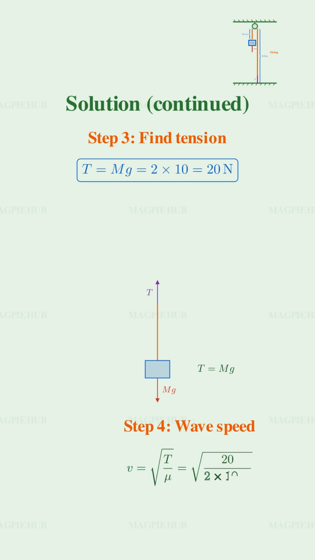Step 4. Calculate the wave speed. v equals the square root of T over mu. That is the square root of 20 divided by 2 times 10 to the minus 3. 20 divided by 0.002 equals 10,000. The square root of 10,000 is 100. So the wave speed is 100 meters per second.